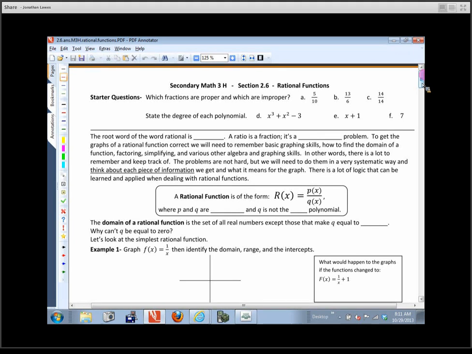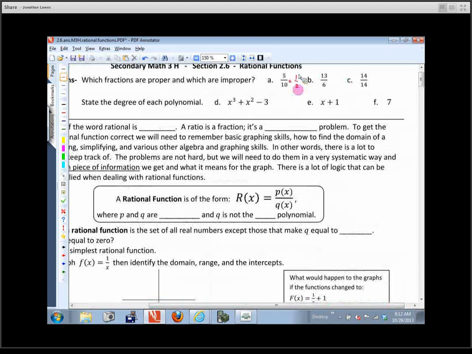The starter question here says, which fractions are proper and which are improper? Is this a proper fraction or an improper fraction? It's proper. What makes it proper? Now, there's a difference between proper and reduced. This is not a reduced fraction, but it's still proper. What makes it proper? The numerator is smaller than the denominator. That's what makes it proper. Now, we still reduce this. We'd still write this as 1/2. And even that, the numerator is smaller than the denominator. So that is a proper fraction.